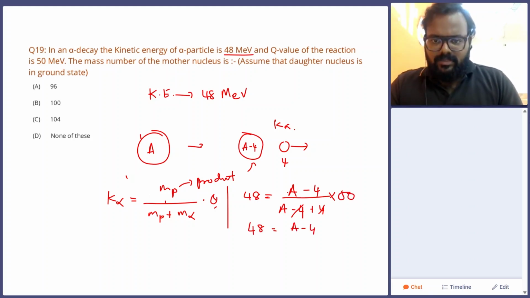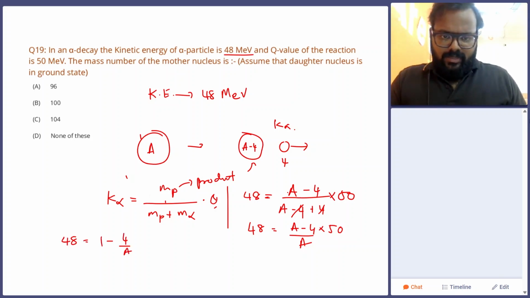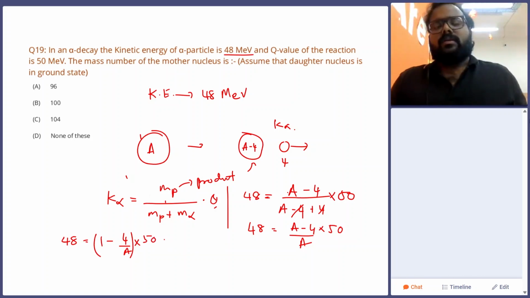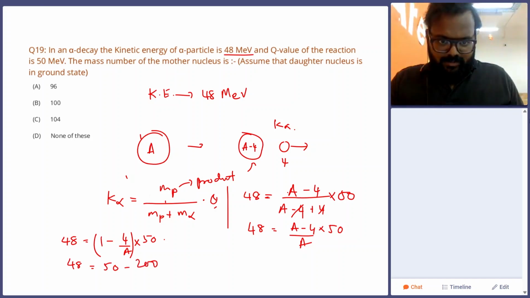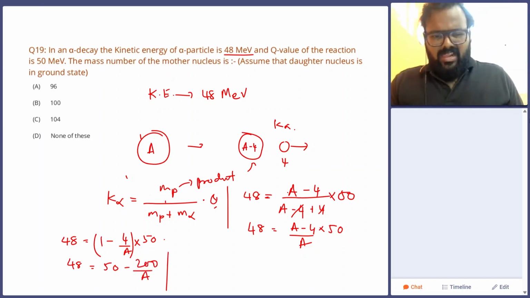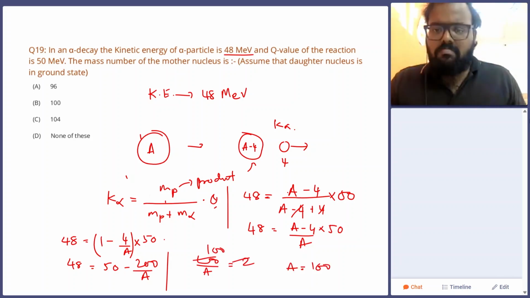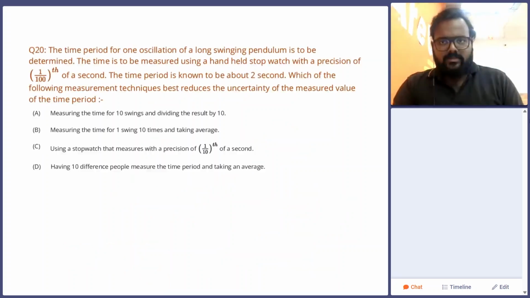So 48 is A minus 4 by A into 50. 48 is 1 minus 4 by A into 50. So 48 is 50 minus 200 by A. So 200 by A is 2, and A is 100. Right? Let's go to the next question.